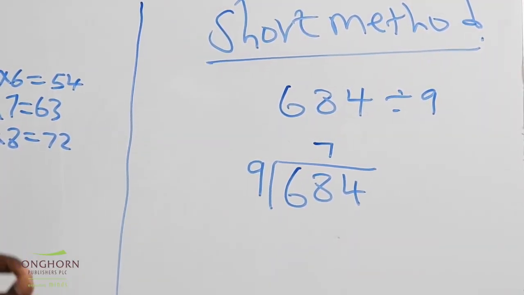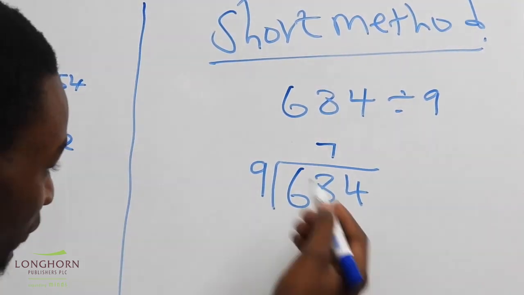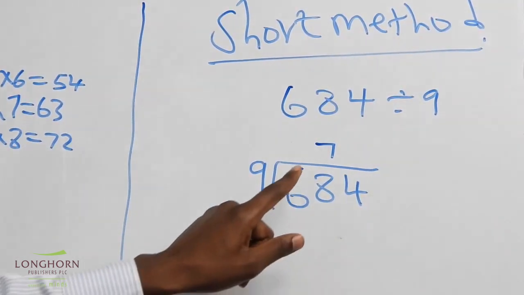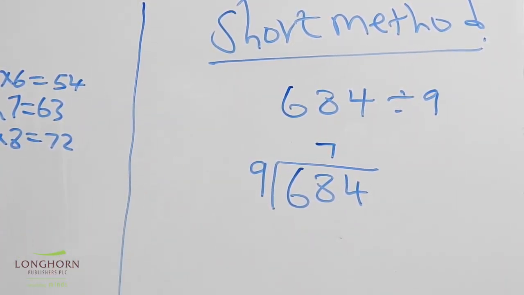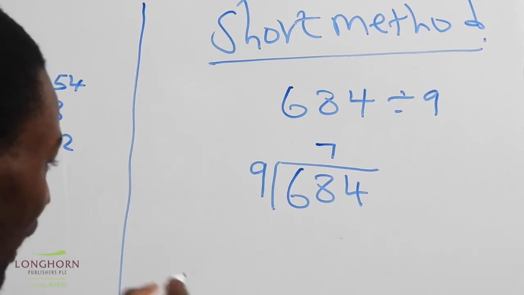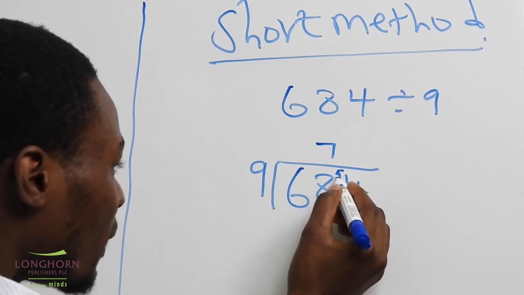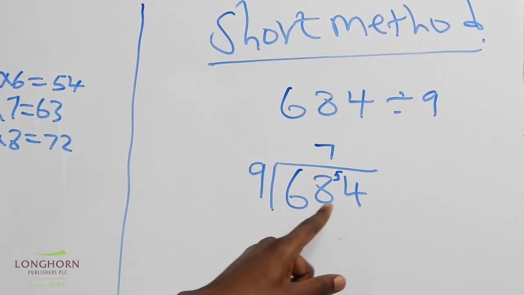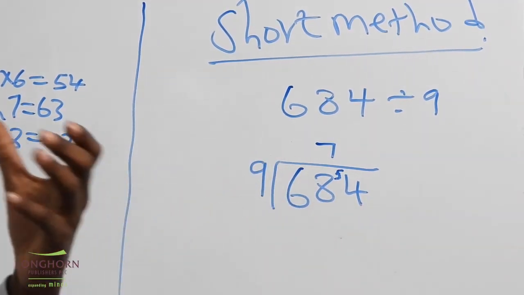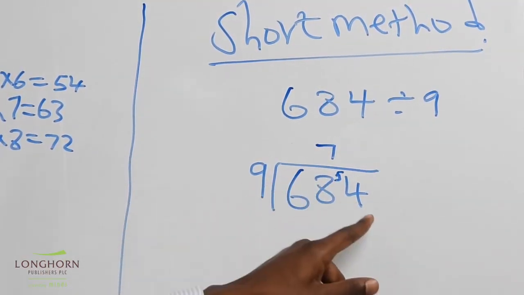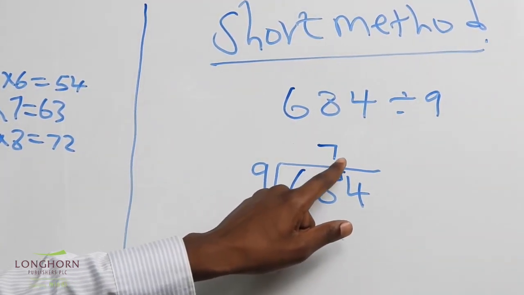Now that 5, we write it to the top left of the next digit after 8. So in this case, we know that 7 times 9 will be 63. So 68 minus 63 will be 5. So that 5, we write it as a small number to the top left of the next digit after 68, which in this case is 4. So in your mind, you now have 54. The 5 is the remainder you had after multiplying 7 times 9.